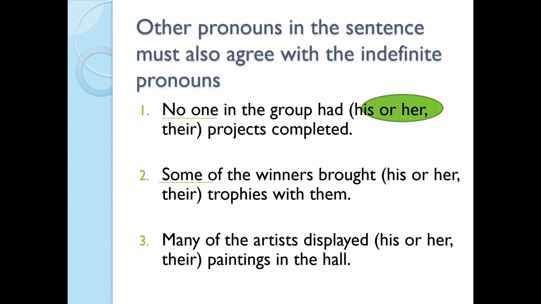Some of the winners brought his or her or their trophies with them. My subject is some. I go back to that chart. Make sure you print that one slide. Some is either. So only if it's either do I get to look in the prepositional phrase. Winners is plural. So my other pronoun that refers back to that is plural. Many of the artists displayed. Many is my subject. Many is in my plural list. So my next pronoun is plural there.